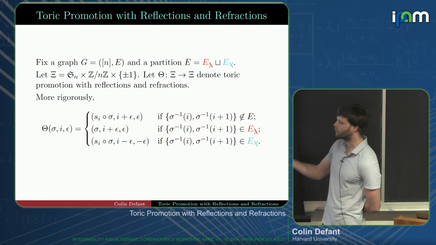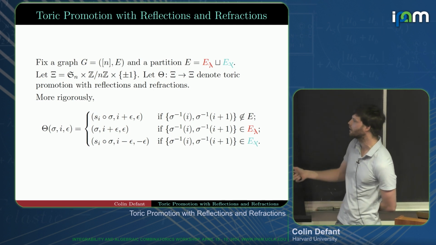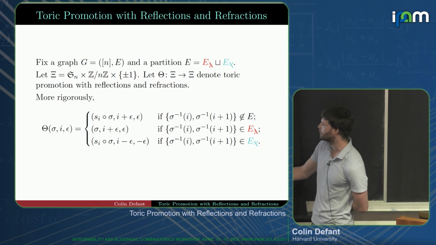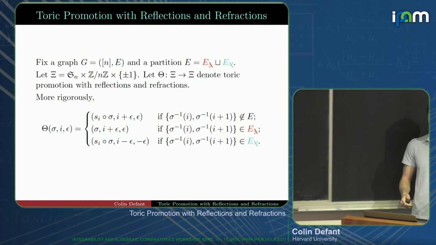And then theta is just this bijection that I defined on the previous slide. It's what takes me from one state to the next state. And you can define it with these 3 cases with symbols, but let's not worry about the symbols. It's just what I had on the previous slide. Okay?